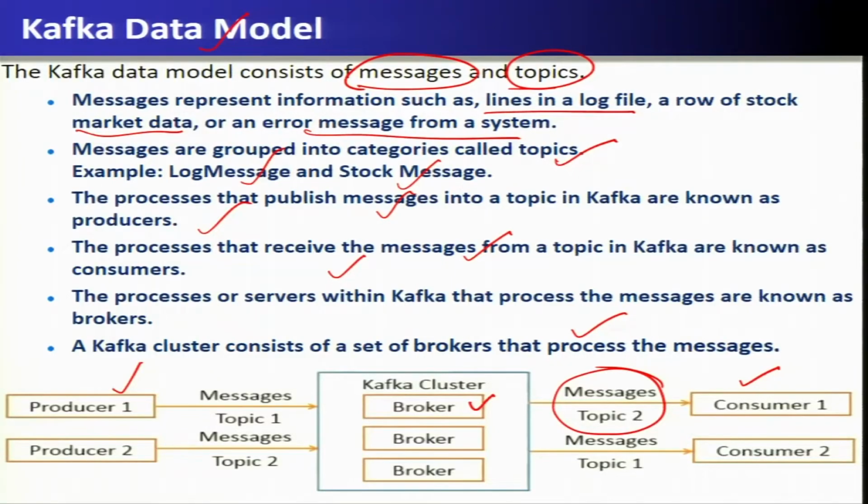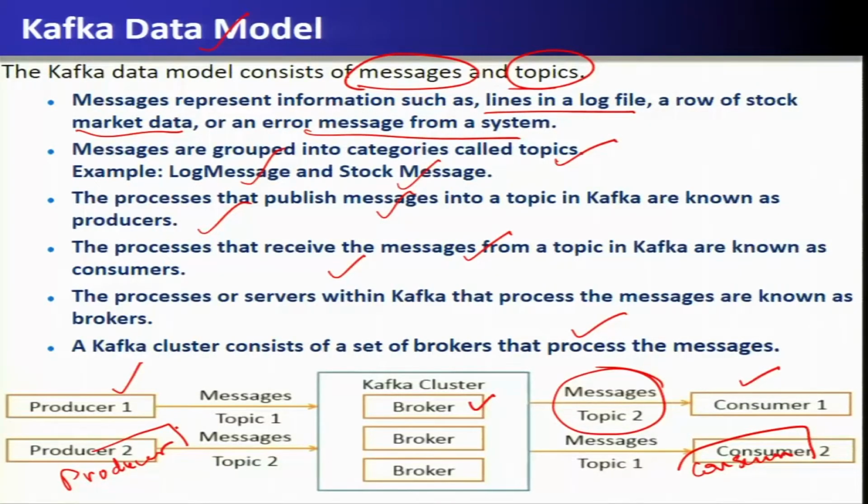Again, let me summarize. The Kafka data model consists of the producer on one end and the consumer on the other end. Producers of different types can be integrated using topics. They will be producing messages of different applications, for example, log messages or stock market messages, or if the messages are too many in number, then they are divided into topics.